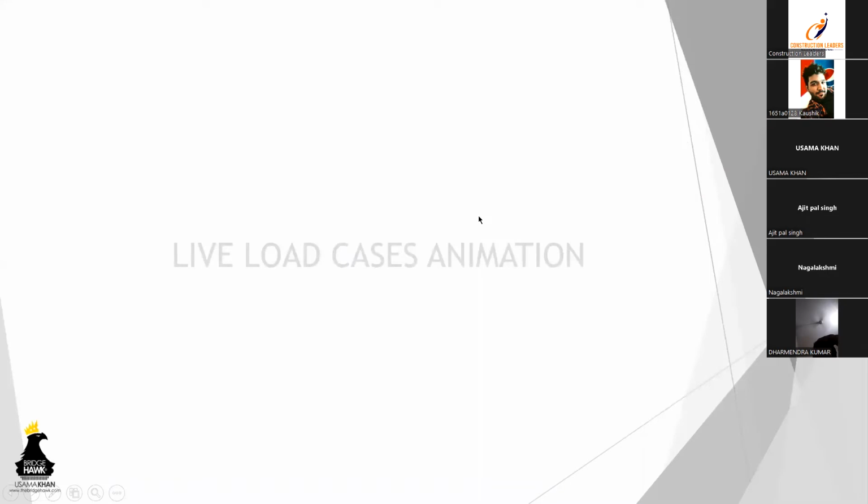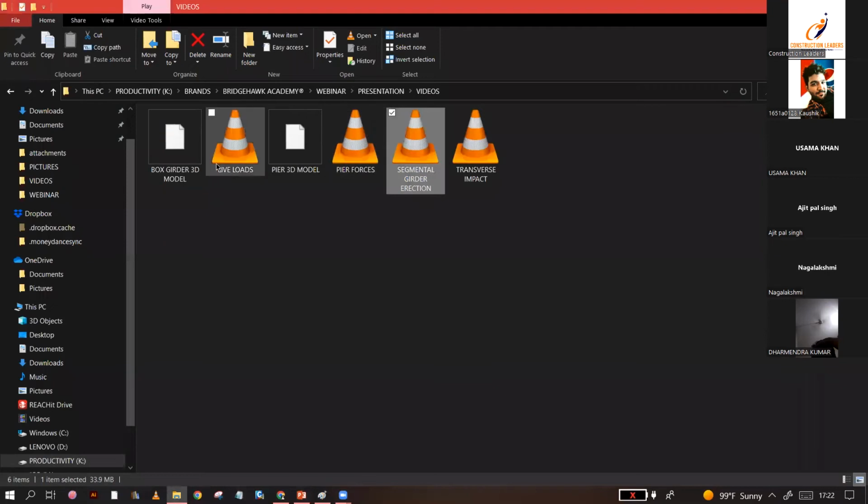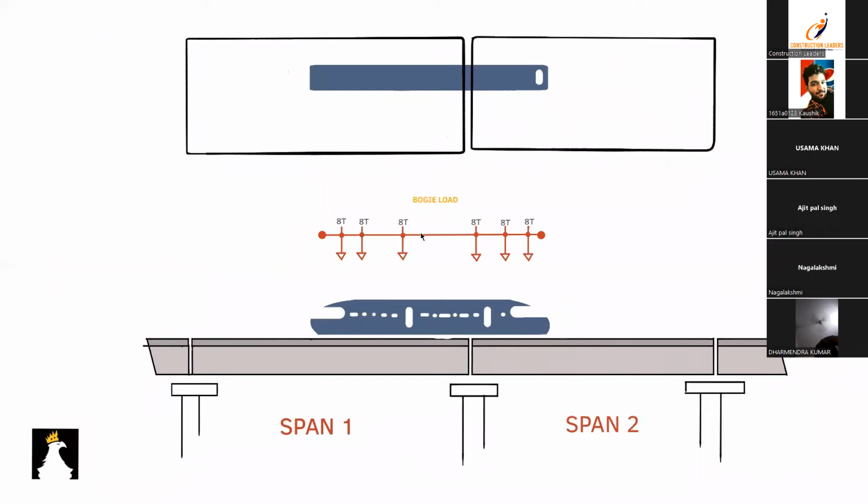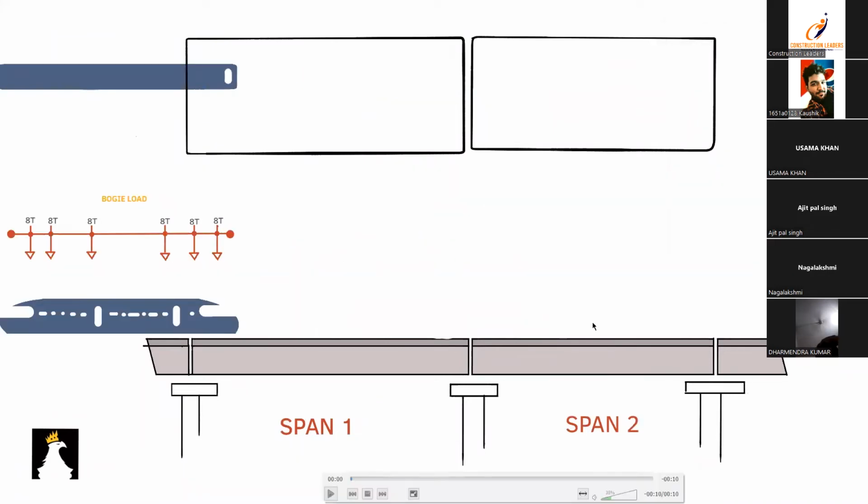All right, I'll show you a small animation of live loads. This is a typical elevation for a pier and span arrangement, girder arrangement. This is span 1, this is span 2, and we are assuming that we have got only 2 tracks. When we have only 2 tracks, what are the possible variations of live load that we should consider? This is indicating that.